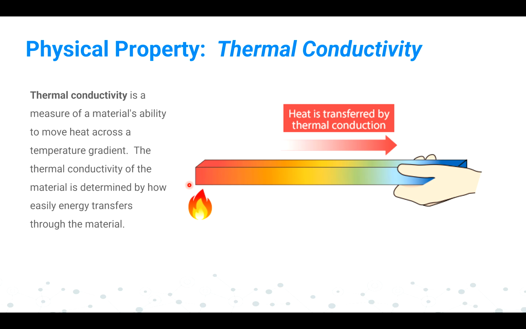Thermal conductivity, of course, water is the best thermal conductor. And when we say thermal conductivity, it is a measure of a material's ability to move heat across the gradient or throughout the surface. The thermal conductivity of a material is determined by how easily energy transfers through the material. So when you're holding something and you start heating one of the edges, you will find that it takes some time for the heat to reach your hand, right? So that is due to thermal conductivity.